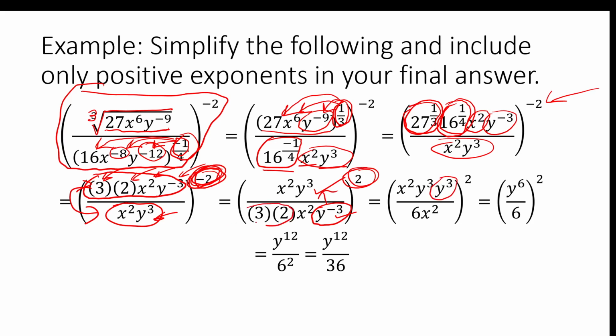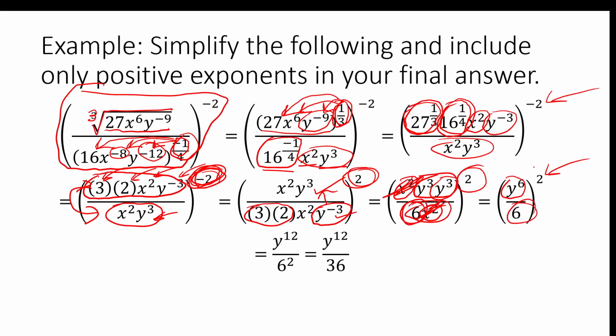We multiplied 3 times 2, and so we have 6x squared. And so what we have up top is a factor of x squared, and down below we have a factor of x squared. So we see we can cancel those out. Up top we have y cubed times y cubed, which is y to the 6th. And down below we have that factor of 6, so it's still a factor of 6. And the whole thing is being raised to the exponent of 2.